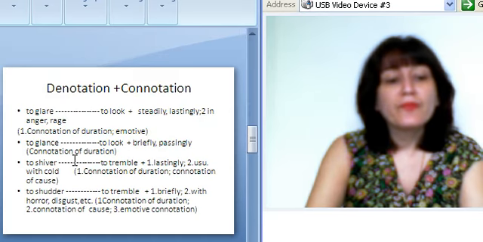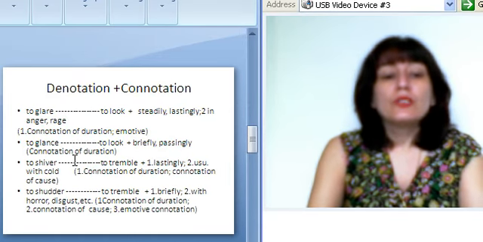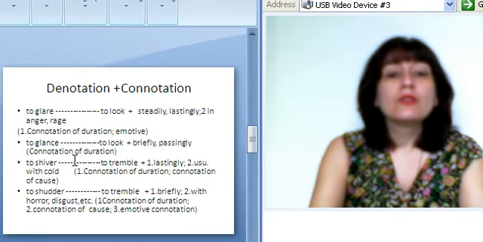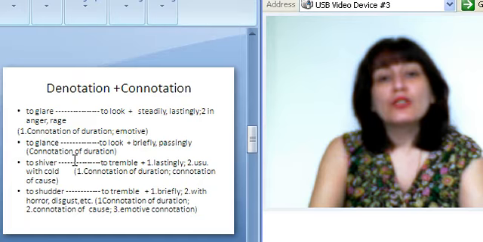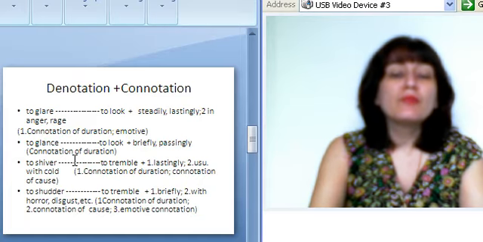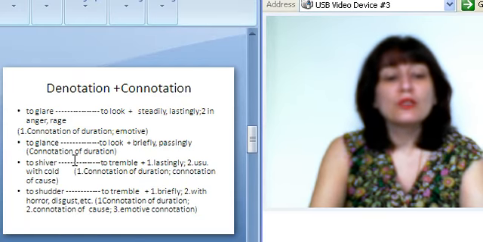To glare is to look, plus connotative components, steadily, lastingly, in anger, in rage. It is connotation of duration and at the same time emotive connotation. To glance is to look, plus briefly, passingly. It is connotation of duration.